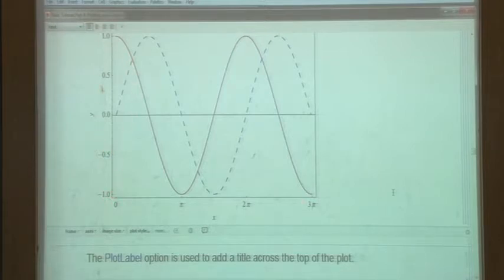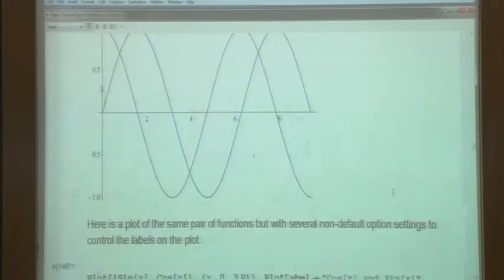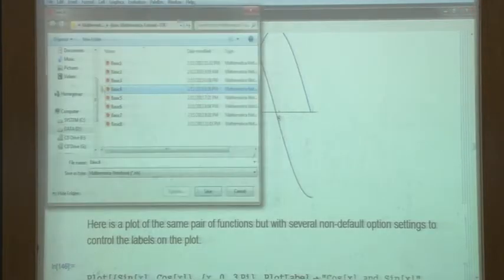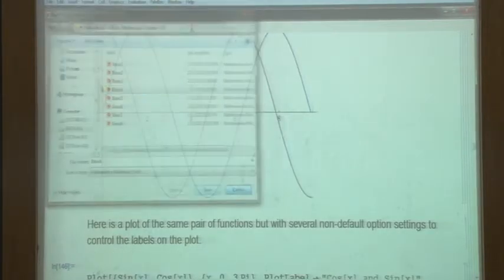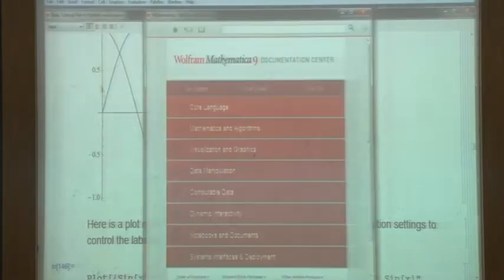I think the question is polar plot. Oh, the question is polar plots. No problem. Then we can ask Mathematica.